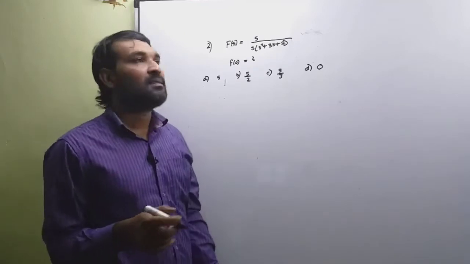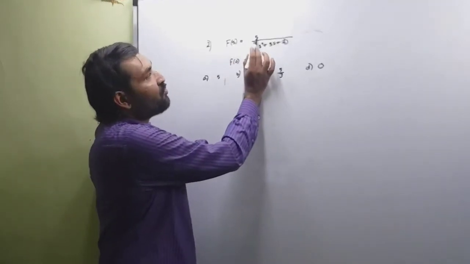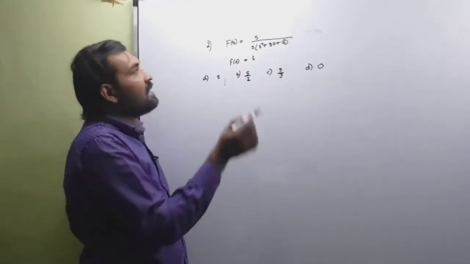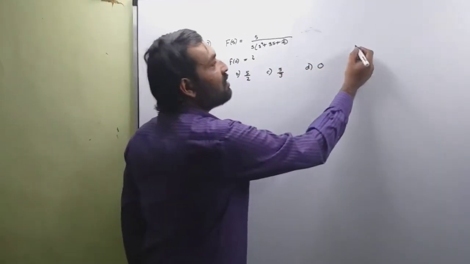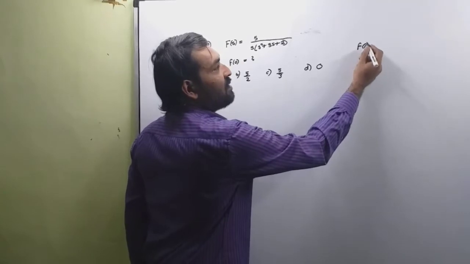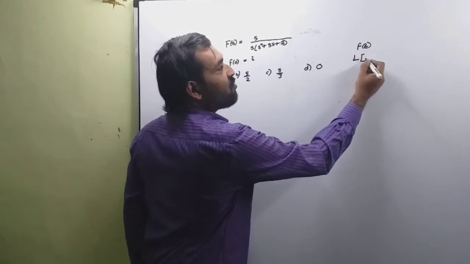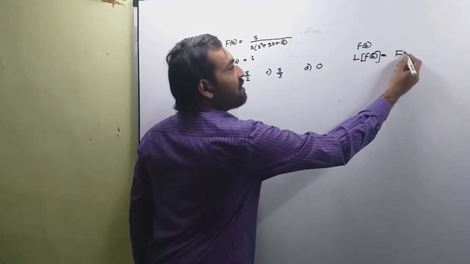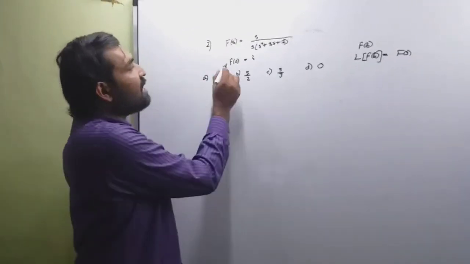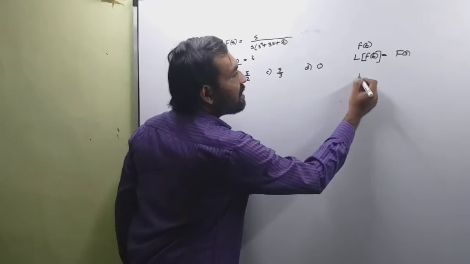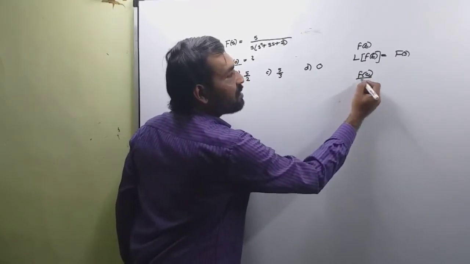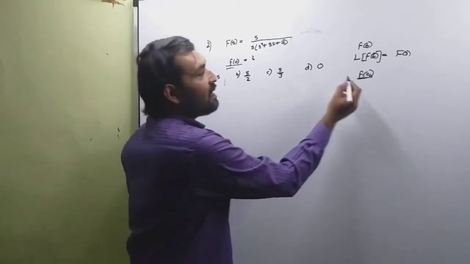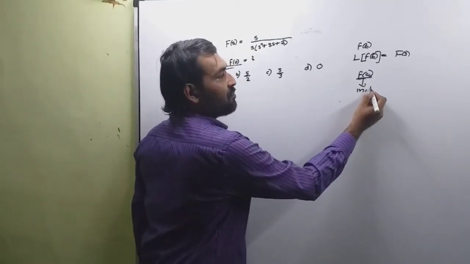The second question is: F of s is equal to 5 divided by s into s square plus 3s plus 2, which is the Laplace transform of the function f of t. That is, the Laplace transform of f of t is equal to this F of s. We want to find the value of f of 0, the value of this function at t equal to 0, that is the initial value.